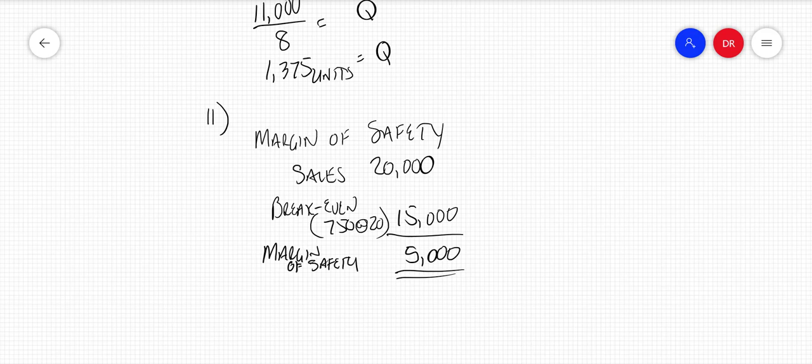Now, expressed as a percentage, we're just going to take the margin of safety of 5,000 divided by sales of 20,000. We get 25%. So that's the margin of safety as a percentage, okay?